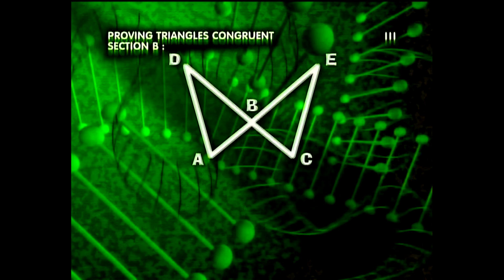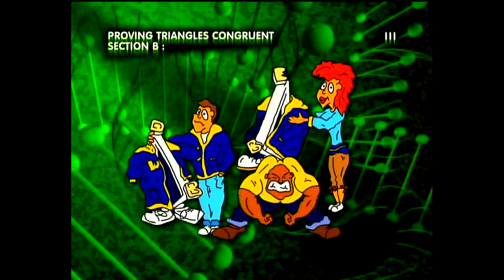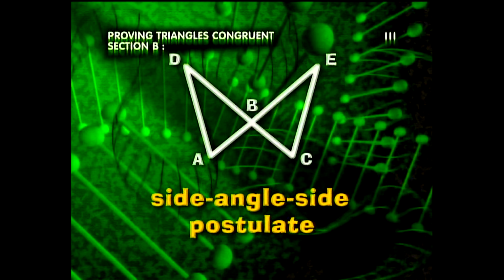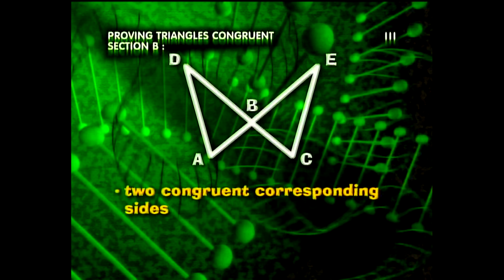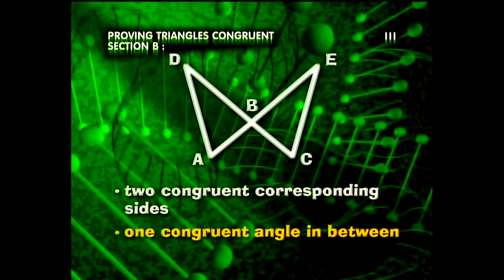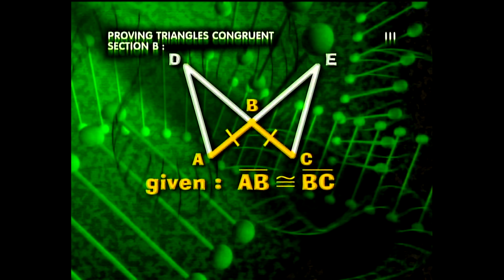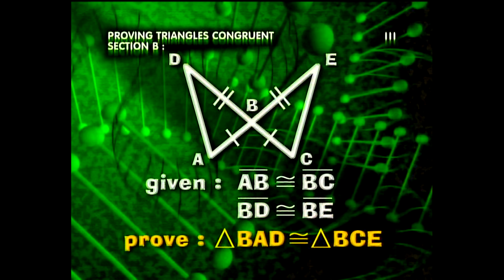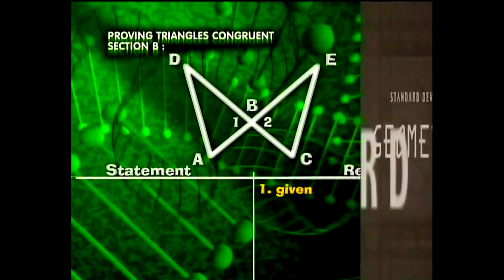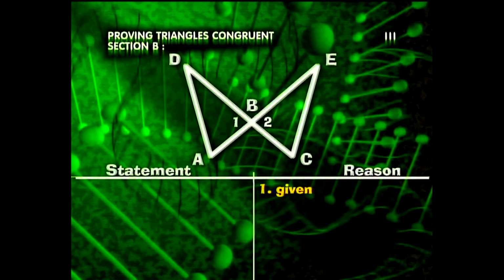Here we have two triangles that resemble the last pair. In fact, they went to high school together and ran in the same social circles. We'll use the side angle side postulate to prove they're congruent. What we need to do is prove that they have two congruent corresponding sides and one congruent angle in between. Given that AB is congruent to BC and BD is congruent to BE, we'll show that triangles BAD and BCE are congruent. Let's get started by stating our given information.